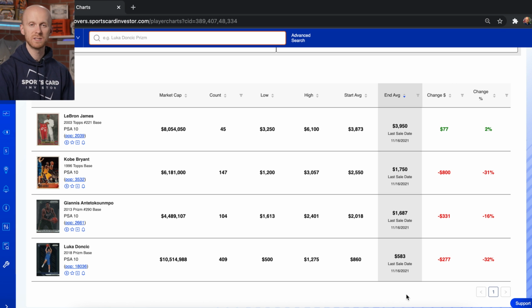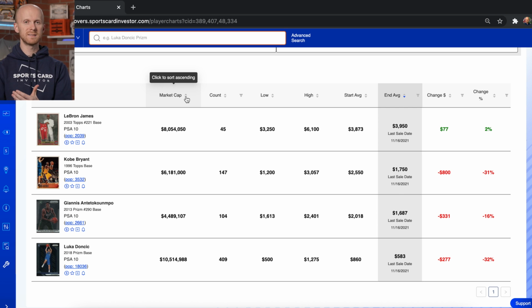We always talk at Sports Card Investor about population counts, and obviously if you're comparing the population counts of the first three cards on this list to Luca's card here, the population count is significantly different, and that's where market cap comes into play. Market cap is calculated by the number of outstanding cards or stocks in the stock market compared to the price of that card.